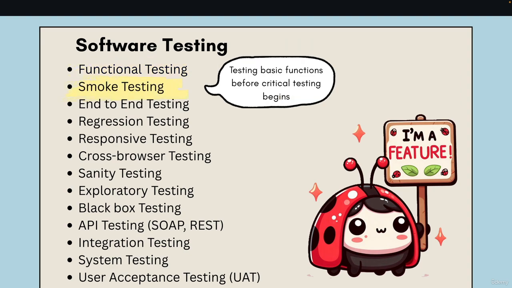Smoke testing. In smoke testing, you're testing the basic functions before the critical testing begins. For example, you're checking that a car starts before you check the engine. It has to work properly and be stable enough before you do any further testing. So that's smoke testing. You do the very basics. Be like, okay, the website launches. We're good to do some functional testing.